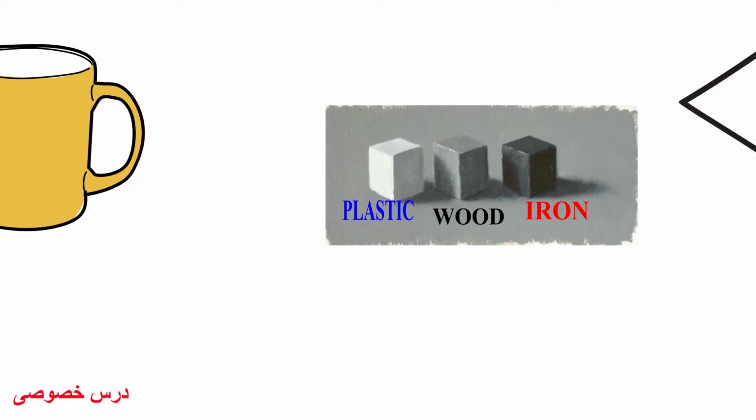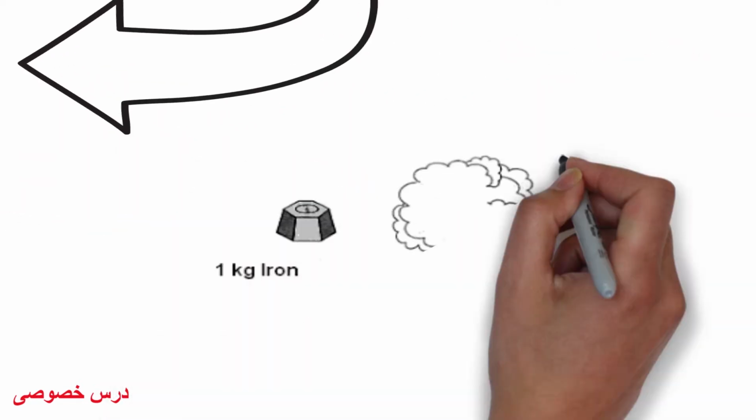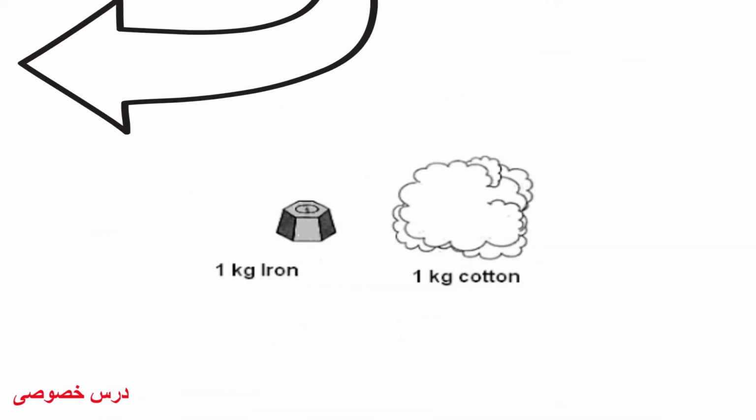Also, if we have 1 kilo of cotton and 1 kilo of iron, they have the same mass, the same amount, but they have different volumes. The volume of cotton will be bigger than the volume of iron, in this case also.